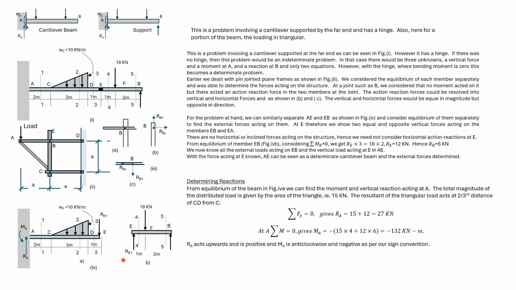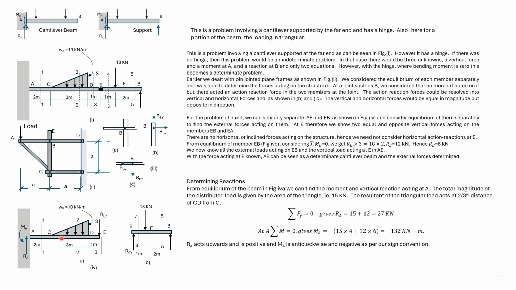The direction that we had arbitrarily chosen for REY has turned out to be correct. So that means that REY will act in a downward direction on AE. So we know the magnitude of REY. So this becomes a cantilever problem. We then use equations of statics to find RA and MA.